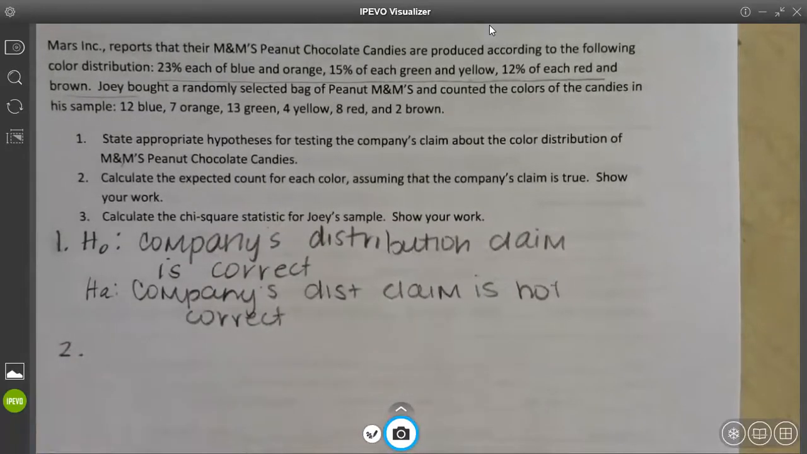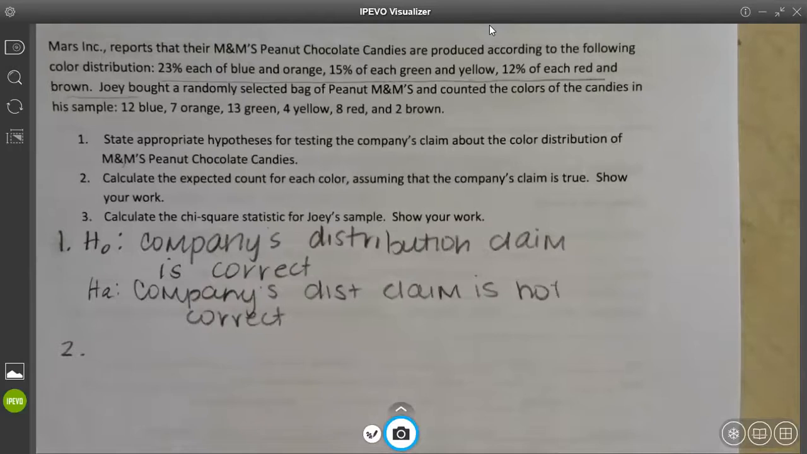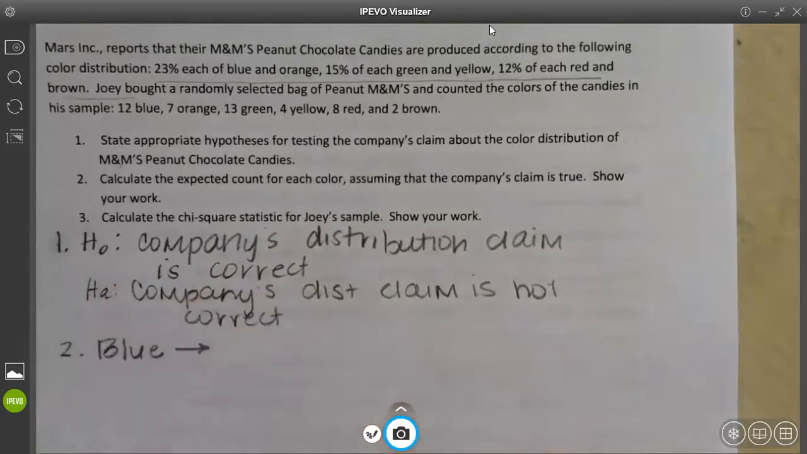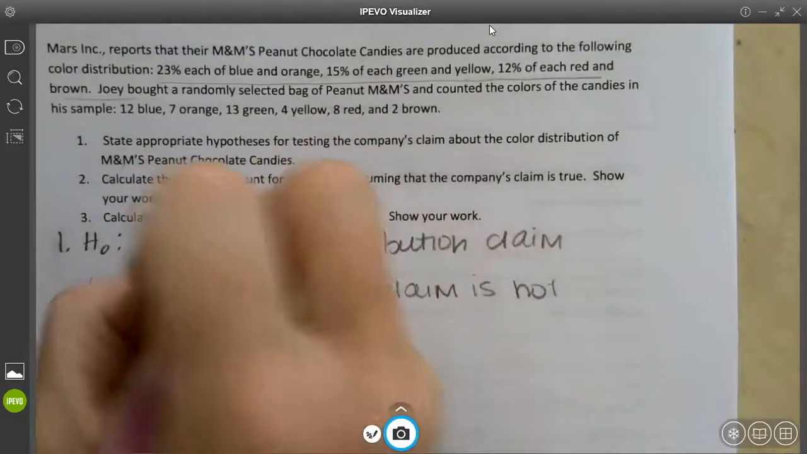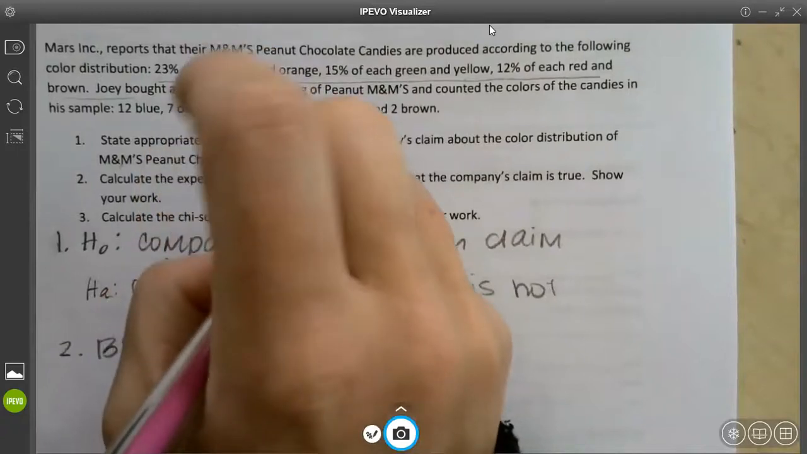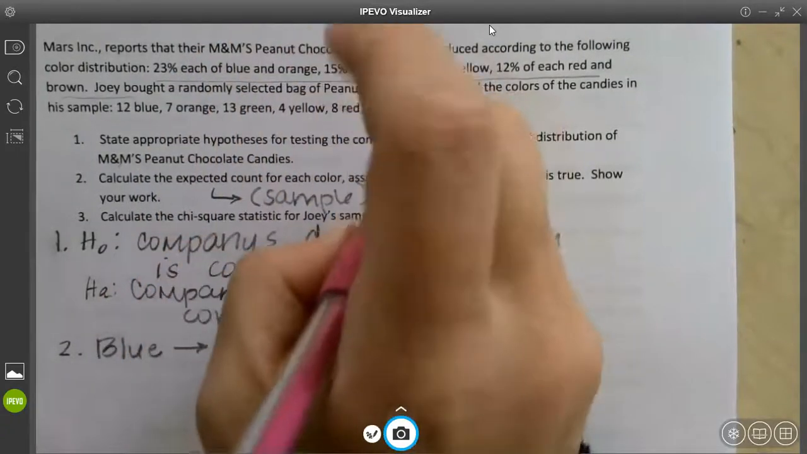Calculate the expected count for each color, assuming that the company's claim is true, and show your work. So let's start with blue. Start with blue. What are we going to do? How do we do expected count? Total times just times the probability of it. Sample times the probability.